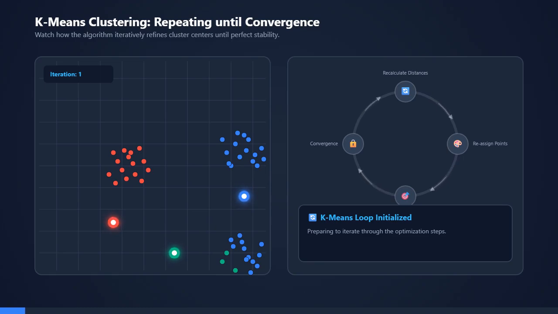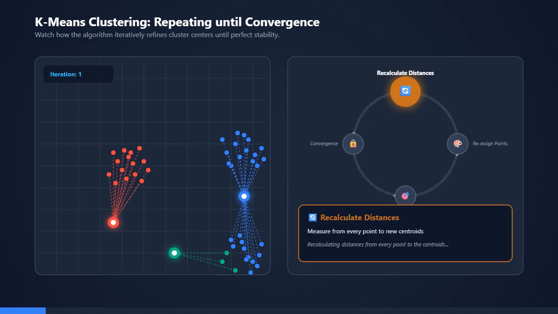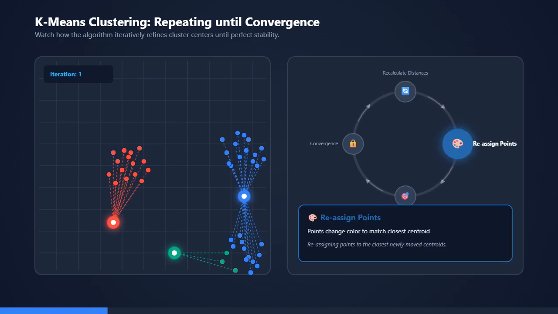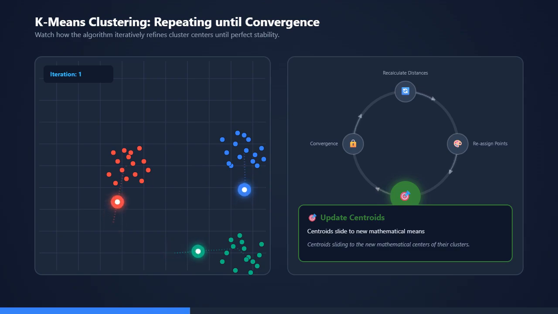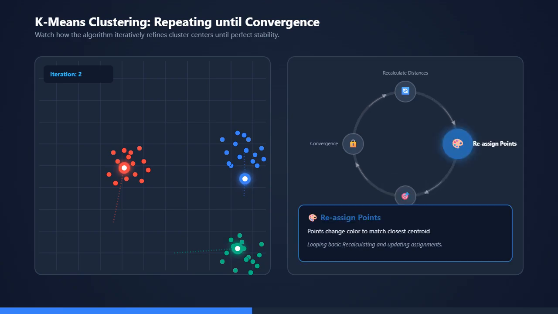Because the centroids just moved to new locations, the distances have changed. A point that was originally closest to the red centroid might now suddenly be closer to the newly moved blue centroid. So, the algorithm loops back to step 2. It recalculates all the distances. It reassigns the points to the closest centroid, causing some points to flip their colors and change teams. Then, it updates the centroids again, moving them to their new centers. This loop repeats over and over. Distances are measured, colors are updated, and centroids slide across the screen.